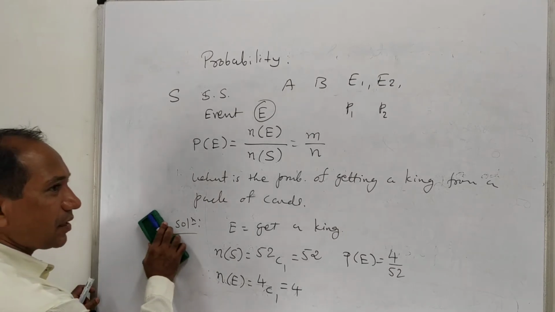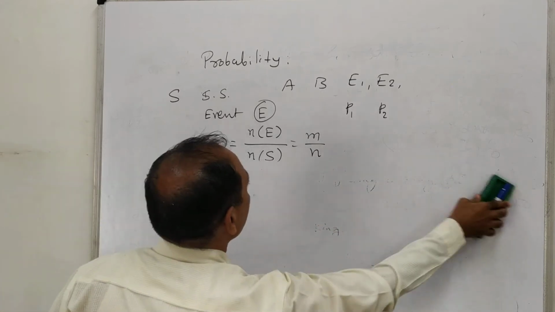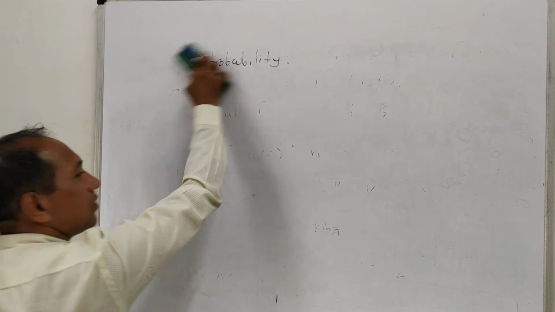So these are the simple examples which I taught to you. Now let us see some of the properties related to probability.